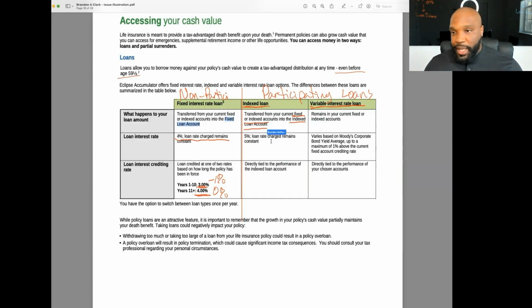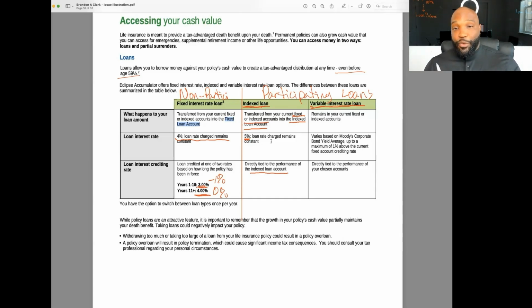All right. Now, once that money goes in the index loan account, your credit or your return for the year on your money is going to be tied directly to the performance of the index loan account. And that generally is the S&P 500. Each company is a little bit different, but generally the index loan account is the S&P 500. But then they're going to charge you 5% on the loan, and that remains constant, and that is contractually guaranteed.